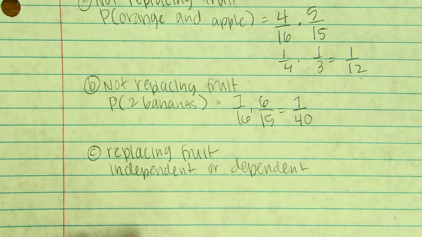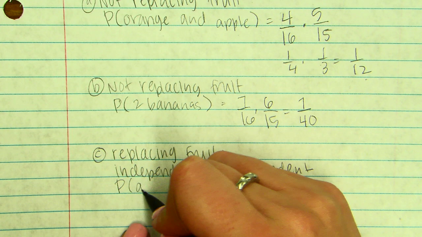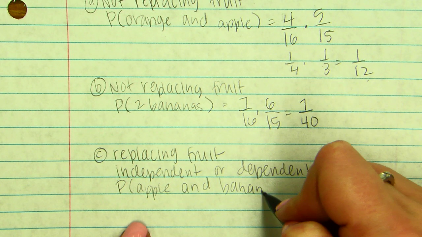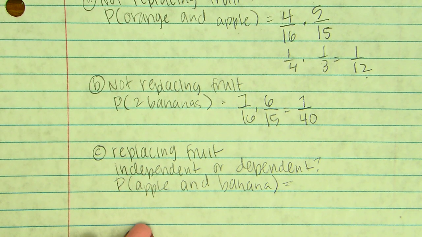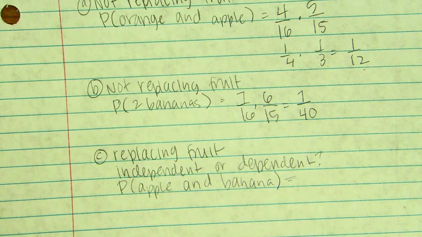The second thing I need you to put in is find the probability that you draw an apple and a banana. So you're putting 2 things. Is this independent or dependent if I'm replacing the fruit? And what's the probability of drawing an apple and then a banana?